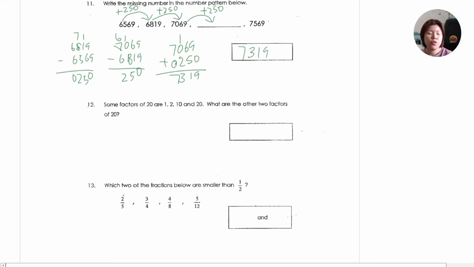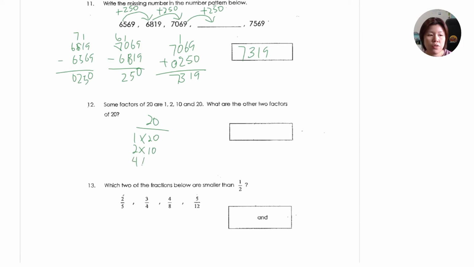Okay, let's move on. Some factors of 20 are given, which is 1, 2, 10, and 20. So they are asking for the other 2 factors. So let's list down our factors of 20. 1 times 20, 2 times 10, 3 cannot, so 4 times 5, and 5 times 4 is the same, so we eliminate. We have 1, 2, 10, and 20. So the missing ones are 4 and 5.